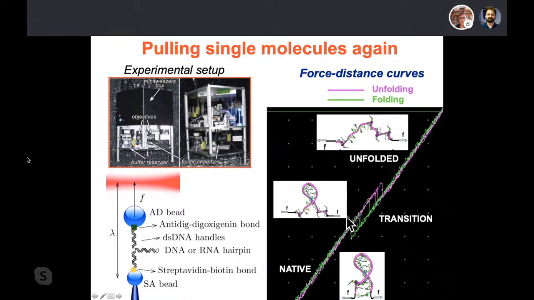What you see is, if you pull, the force versus extension shows this increase. This is the response of the optical trap. At some point, when the force is high enough, you release the molecular structure that is hidden inside this molecule, okay? And when you come back, you see this hysteresis behavior, okay?